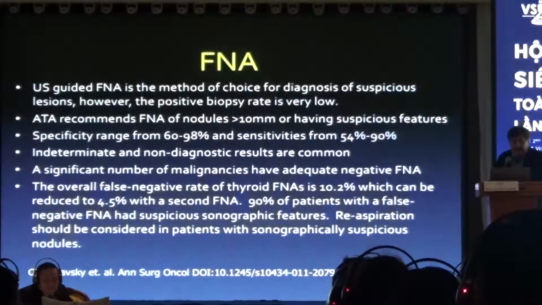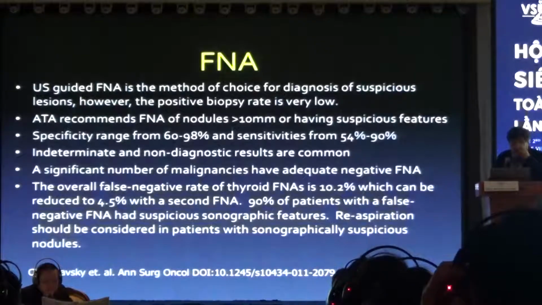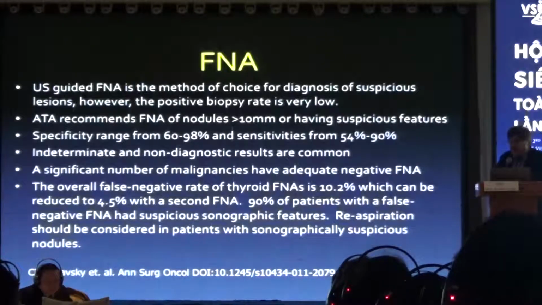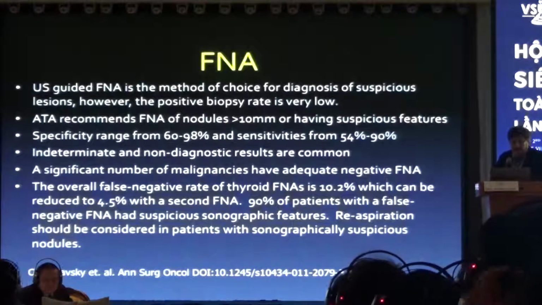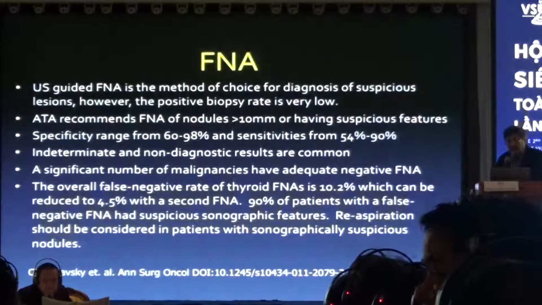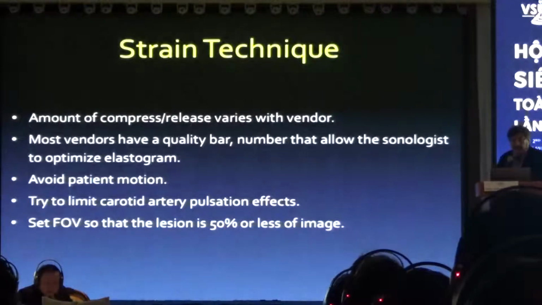for repeat biopsies. The overall false negative rate of thyroid FNAs is 10%. And like I said, I had reviewed a paper that was actually almost 30%. And they say we can reduce that by doing a second FNA. Patients with false negative FNAs have suspicious sonographic features. You should consider reaspiration. And if we think there's a very high probability of cancer and the FNA is negative, we ask the surgeon to take it out.